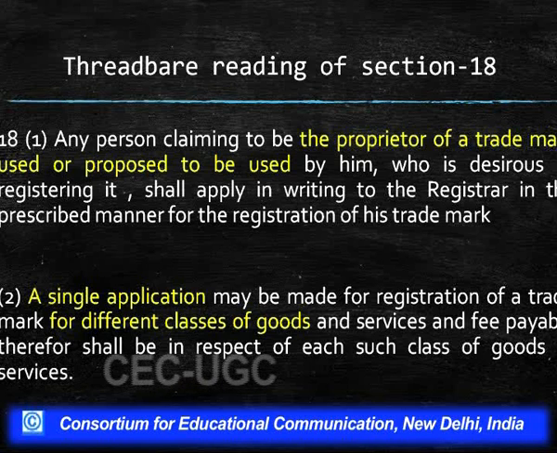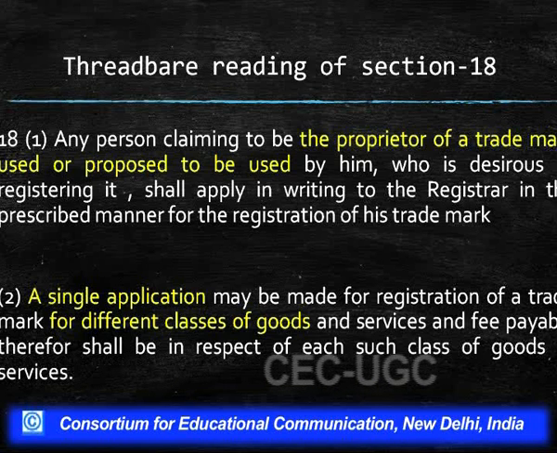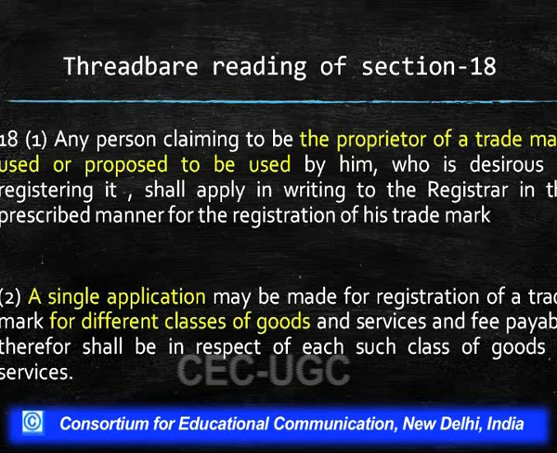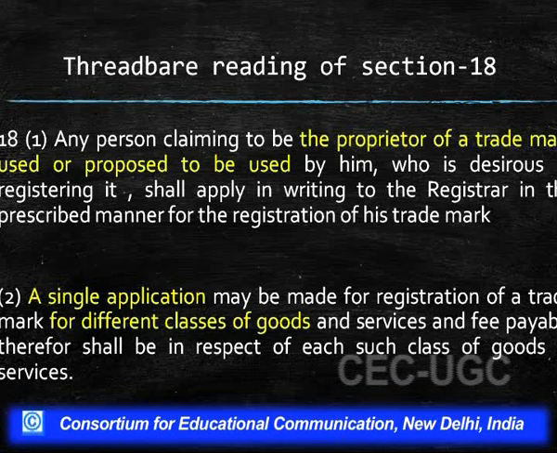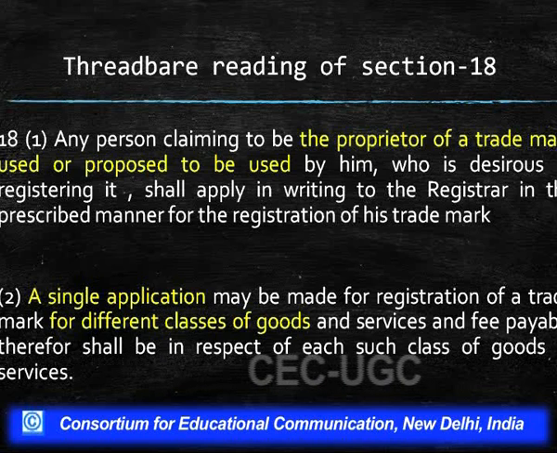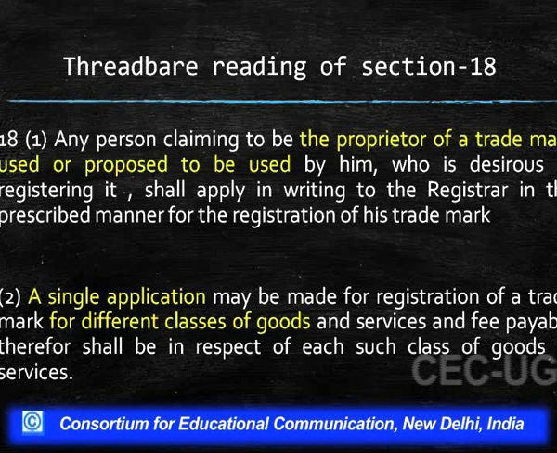Then further it reads that a single application may be made for registration of a trademark for different classes of goods. It makes it clear that a single application suffices for registration of a trademark for different classes of goods. We have understood in the important points I dealt with in the very beginning that a similar trademark can be owned on different classes of goods by a person, but he has to file the application for getting it registered for different classes.